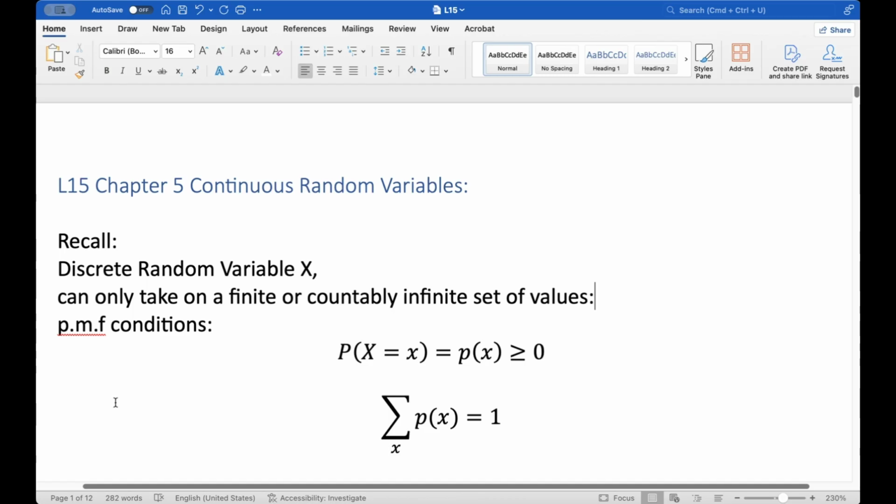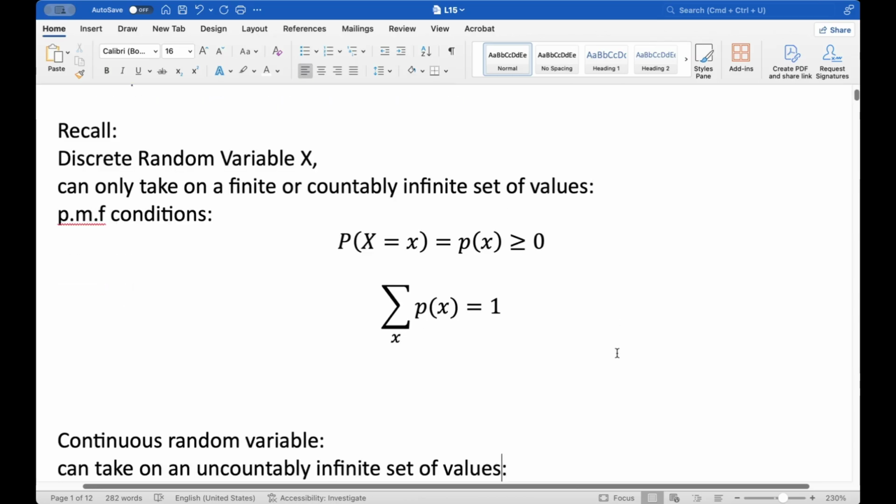So, up until now, we've been talking about discrete random variables. They can only take on a finite or countably infinite set of values, and they have a probability mass function that satisfies the conditions that the probability of any specific value for the variable x is greater than or equal to 0, and the sum of all the probabilities is equal to 1.